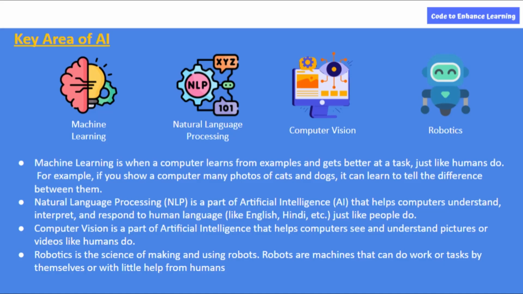Third one is computer vision. This helps computers to see and understand images or videos just like humans do. For example, your phone using face recognition to unlock the screen. And last one is robotics. This field combines AI with machines that can do tasks on their own. For example, a robot vacuum cleaner that moves around the house and cleans without needing much help.